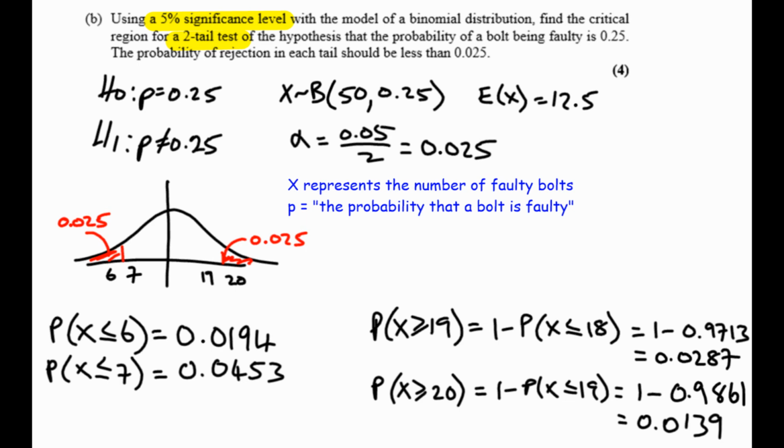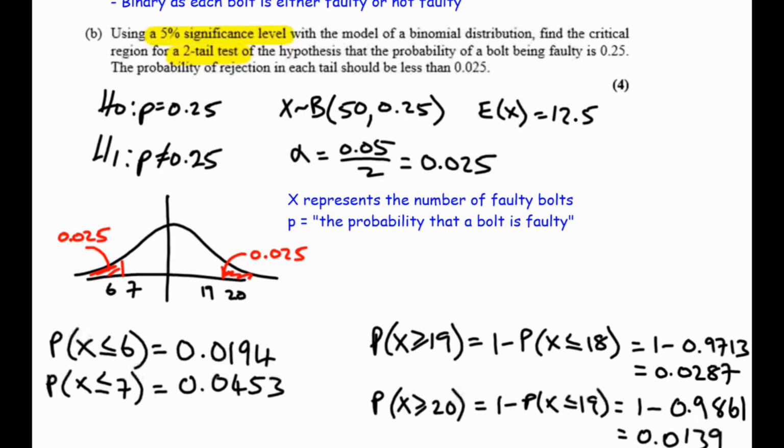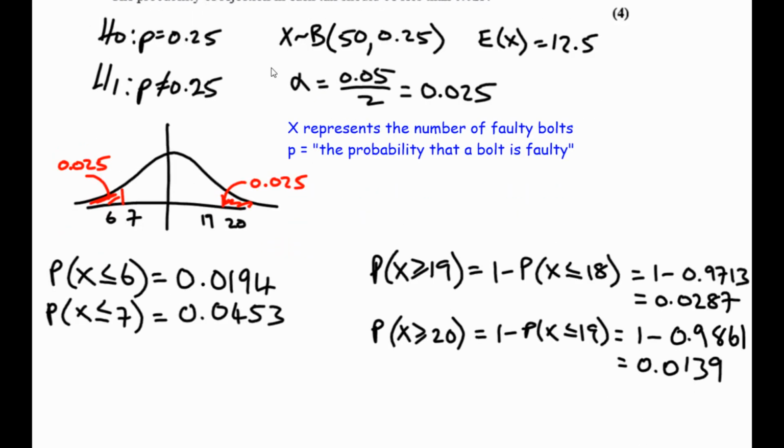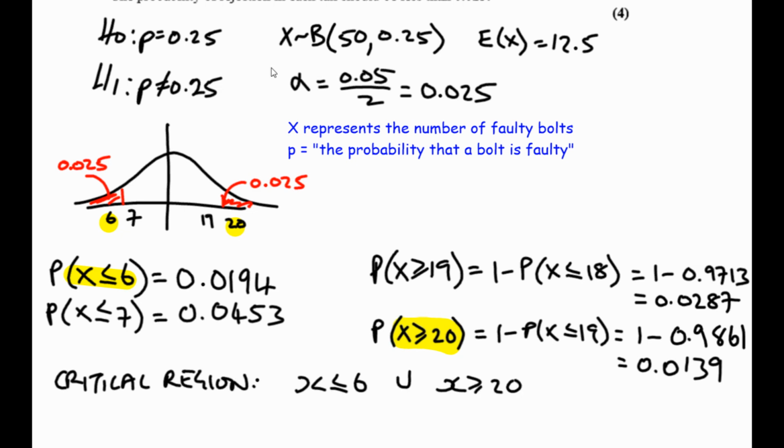Let me do some final stating. I was asked to find the critical region. The critical region is going to be represented by these two critical values, but I need the whole inequality. So X is less than or equal to 6 and X is greater than or equal to 20. That's what we need to state. So critical region: X is less than or equal to 6, X is greater than or equal to 20, and I can unify those.